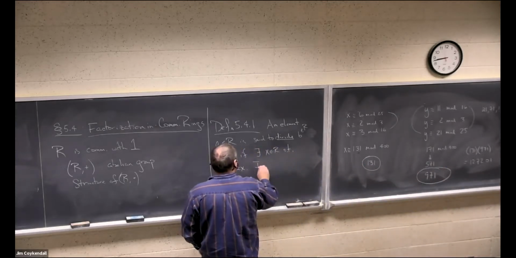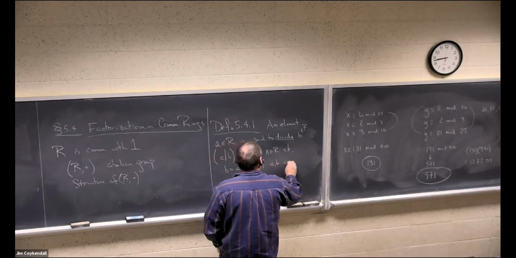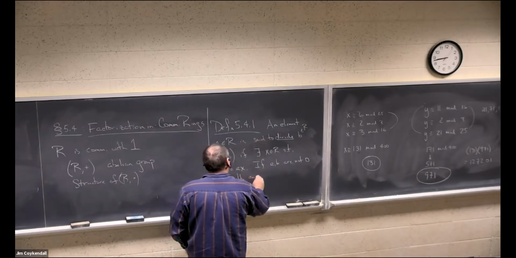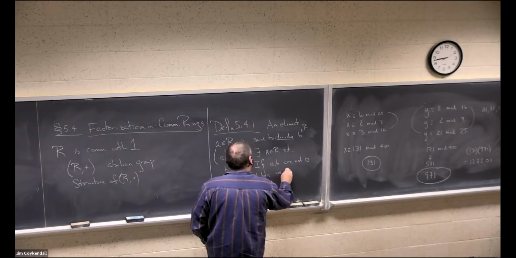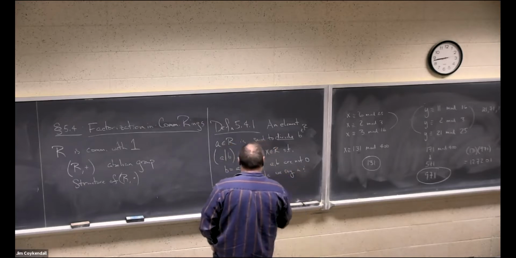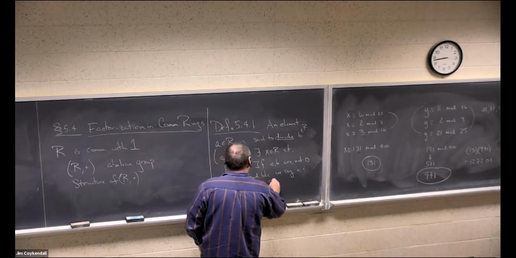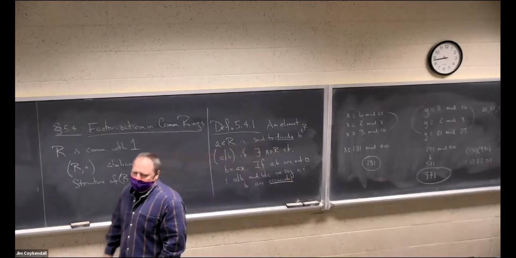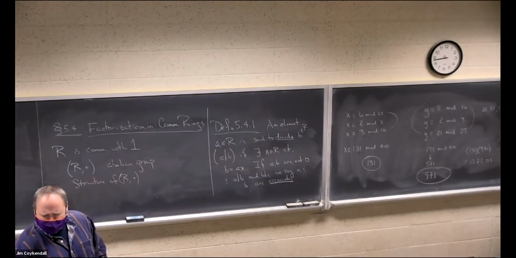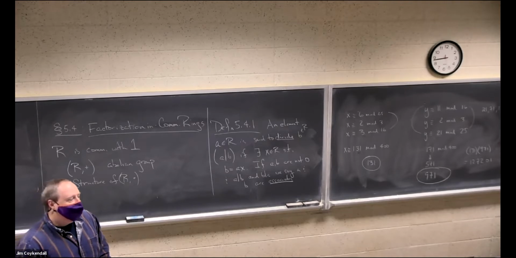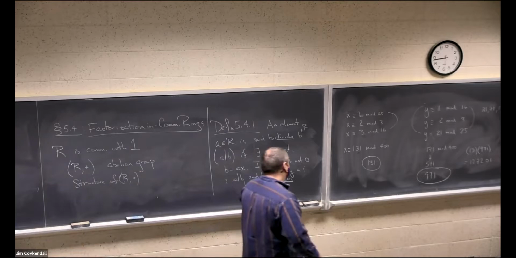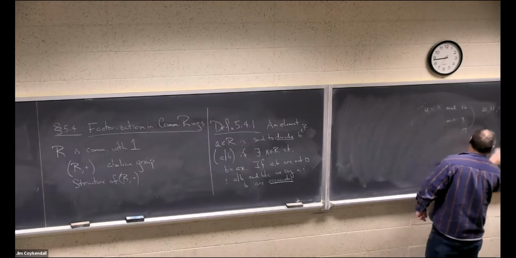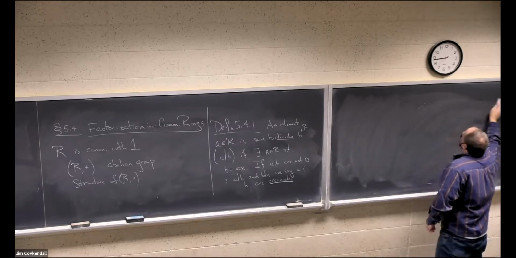Now I will say, for A and B not 0, if A divides B and B divides A, we say A and B are associates. So we say that two elements are associates if they're non-zero and they divide each other, right? So in particular, any element is associate to itself. Okay.